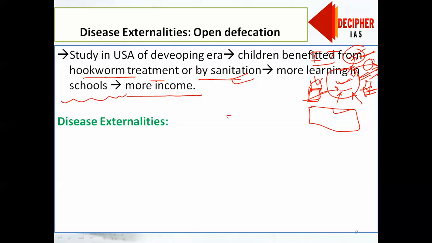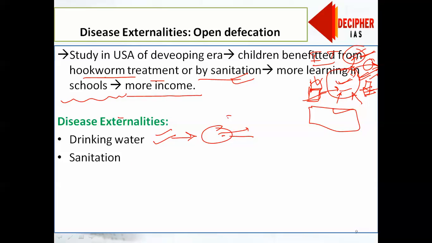Also, what do you mean by disease externalities? That is, if we don't take care of the mother's health, there can be many externalities which can cause diseases. For example, if drinking water is not clean, it can cause various waterborne diseases like cholera, etc. Then we should have proper sanitation. If the sanitation is not proper, it can cause many diseases. For example, if a small bee sits on some dung or waste or excreta and then sits on your food because you have not sanitized your home, it will lead to a diseased condition in you.